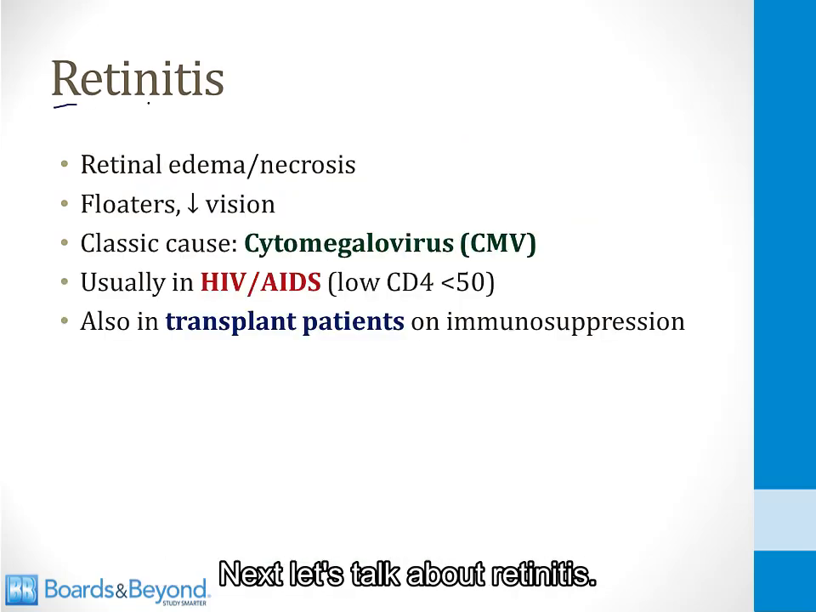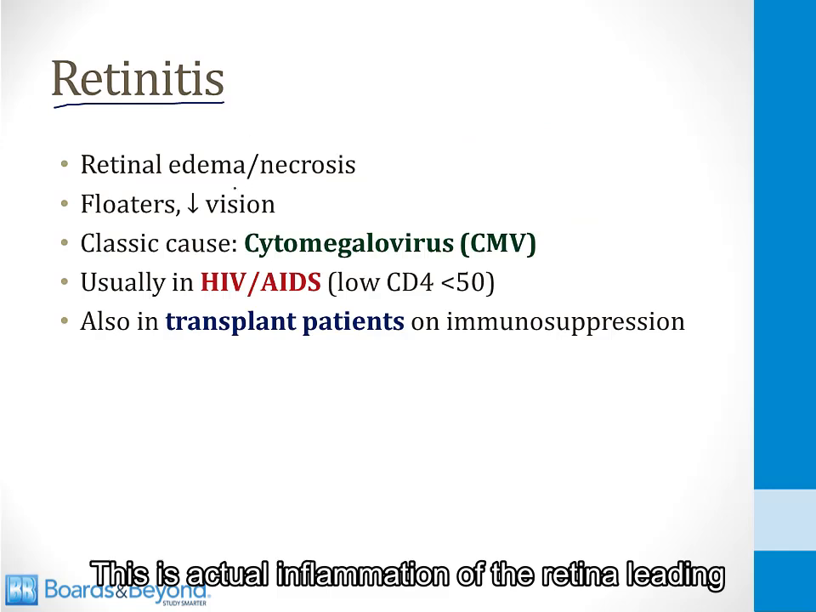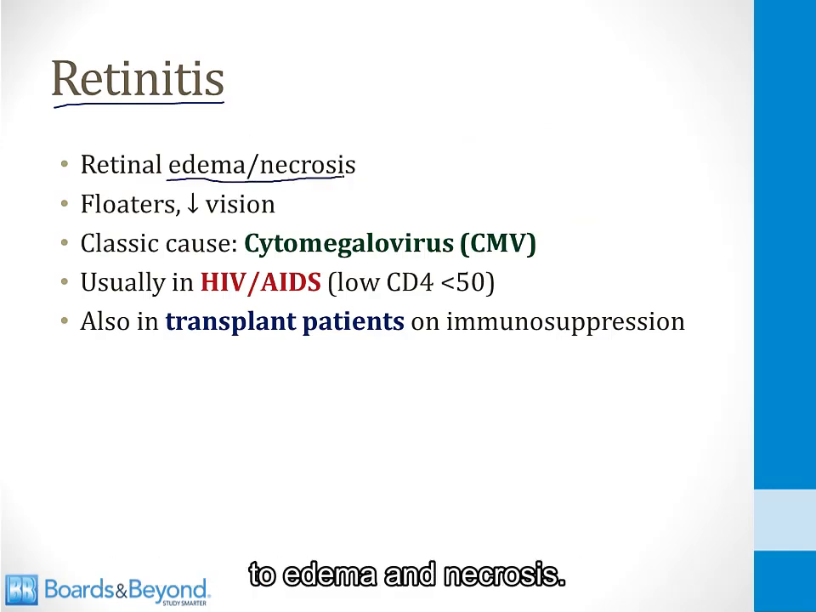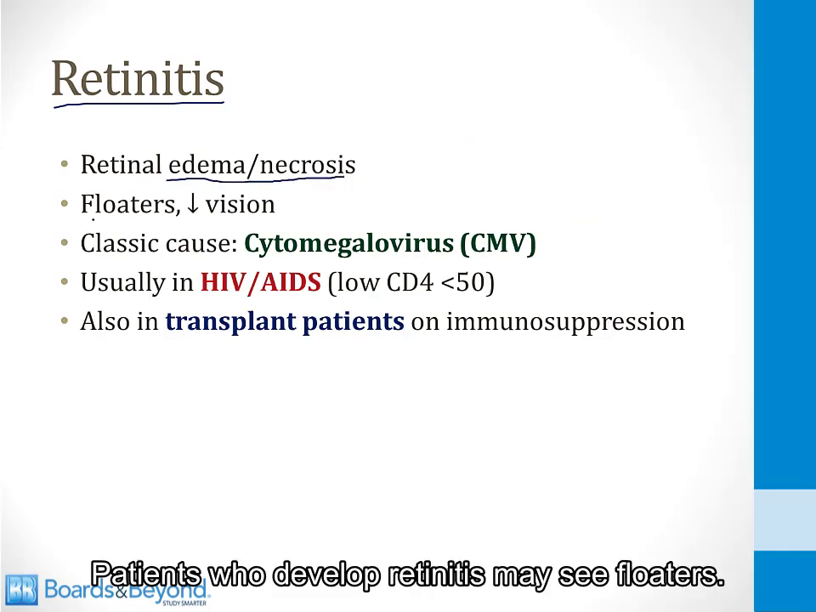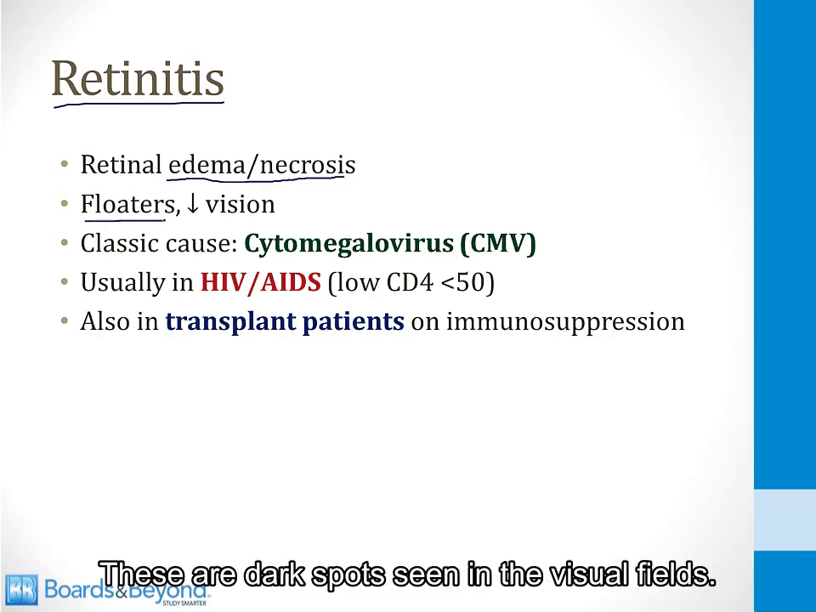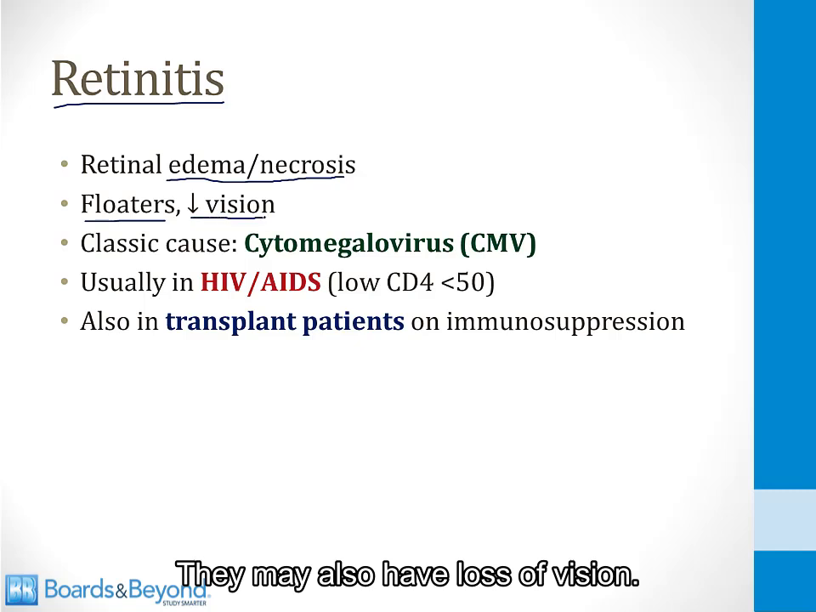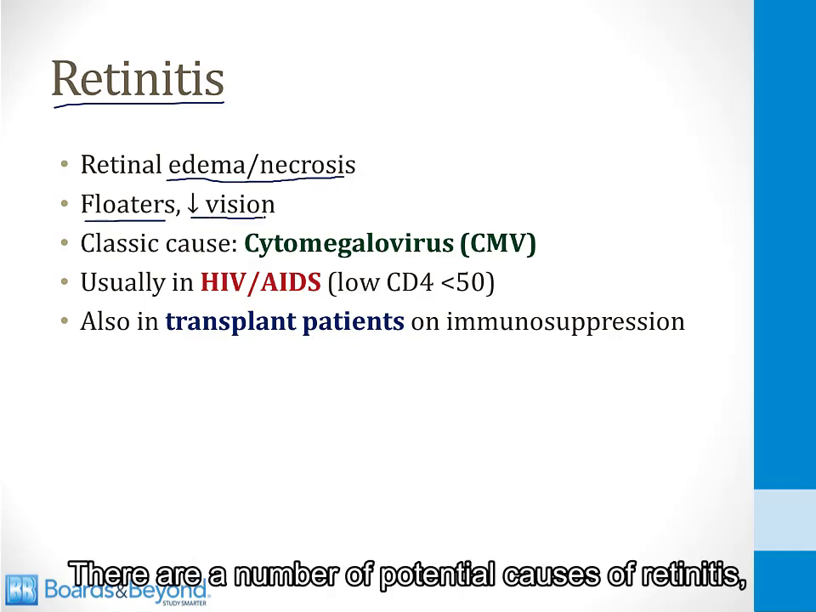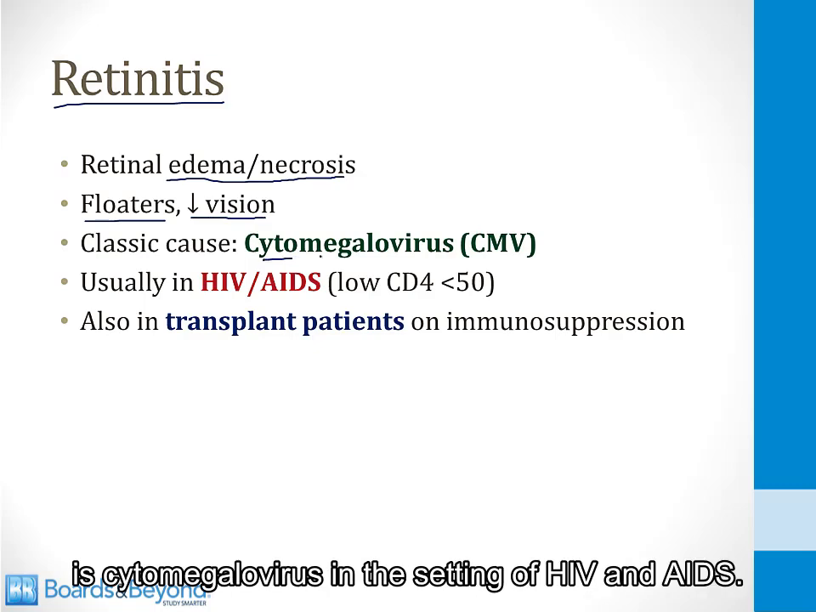Next, let's talk about retinitis. This is actual inflammation of the retina leading to edema and necrosis. Patients who develop retinitis may see floaters. These are dark spots seen in the visual fields. They may also have loss of vision. There are a number of potential causes of retinitis, but the classic cause that you should know is cytomegalovirus in the setting of HIV and AIDS.